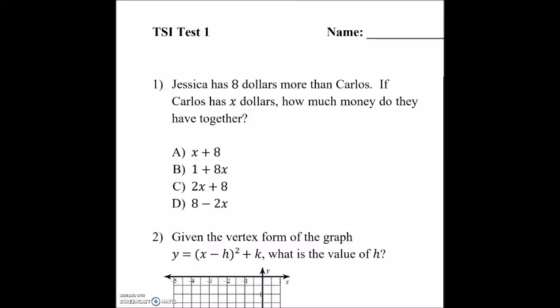When we look at that first question, we're just given that Jessica has $8 more than Carlos. So we should know the word "more" means plus, and Carlos is X. So all we have is just X plus 8.